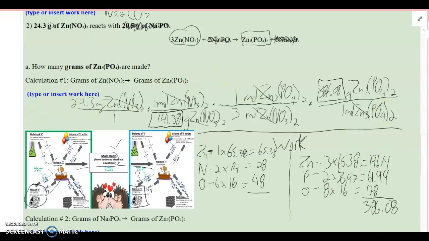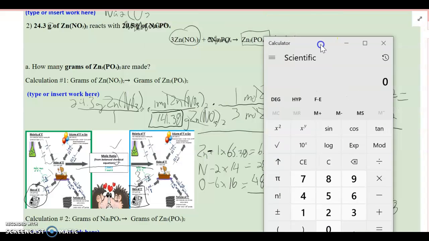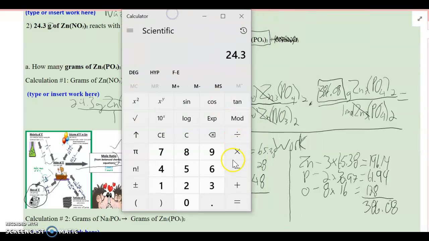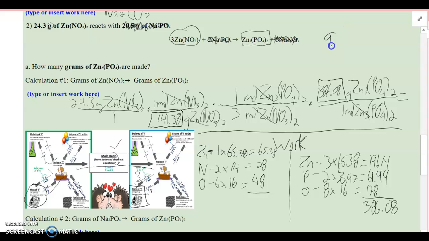So first I'm going to multiply the entire top, and I'm going to get an answer. I'm running out of space here. I apologize for that. So I'm going to put my answers just above it. Okay, so 24.3. I have to move this around. 24.3 times 1 times 1 times 386.08 equals 9,381.74. All right, let's get a number for the bottom.